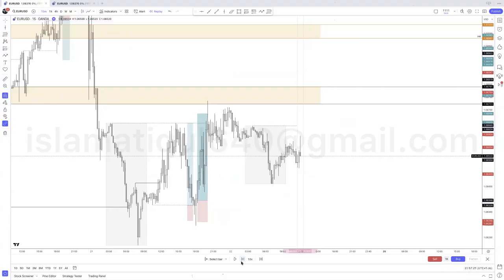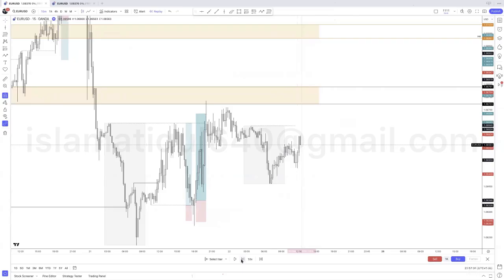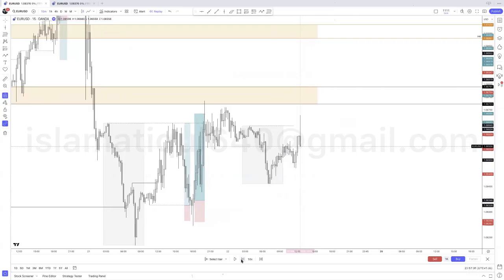Nothing yet. Moving up. London is about to open. Nothing yet. There we have a sweep of the London high. But the thing is, I think this high might also be liquidity and it might give us a tap into this itself. Might take out this one and this one. So I'm not going to pull the trigger here. Let's see.